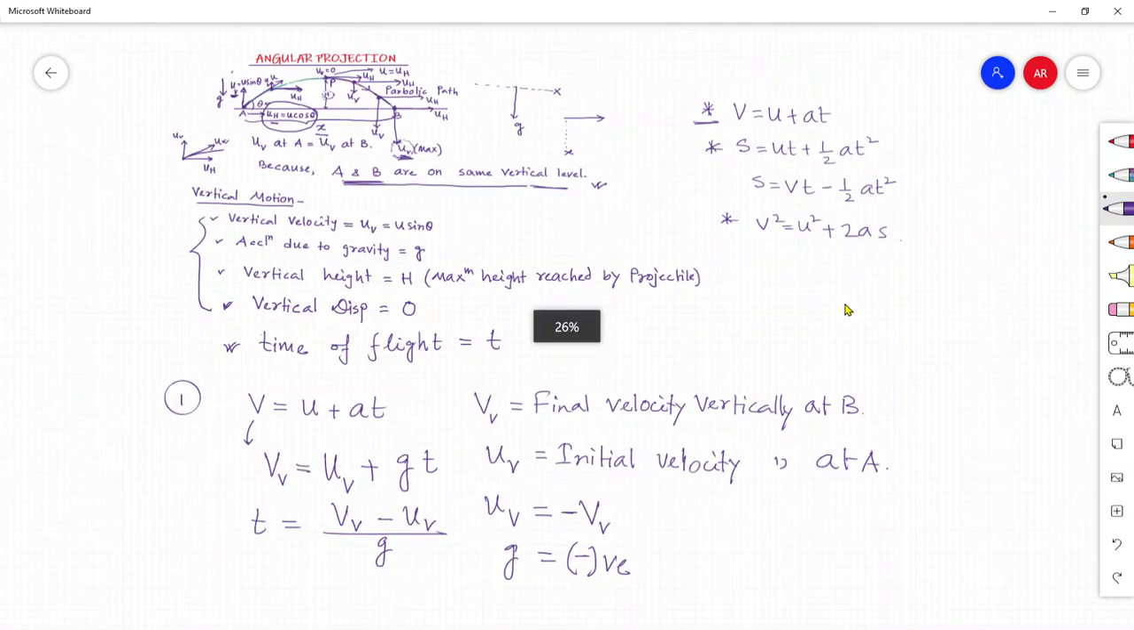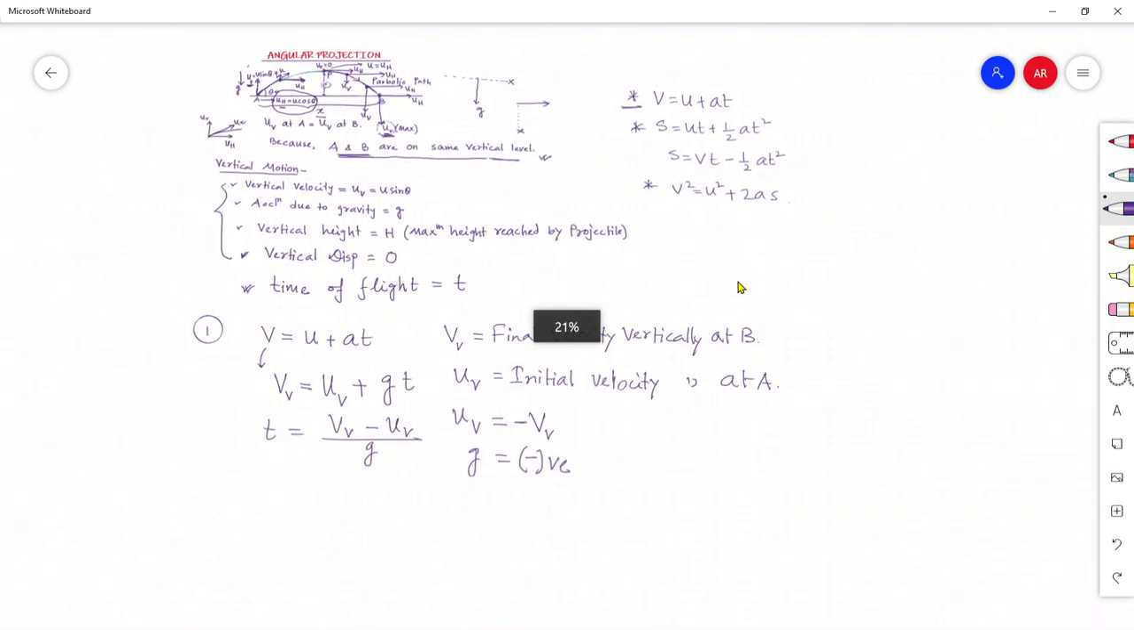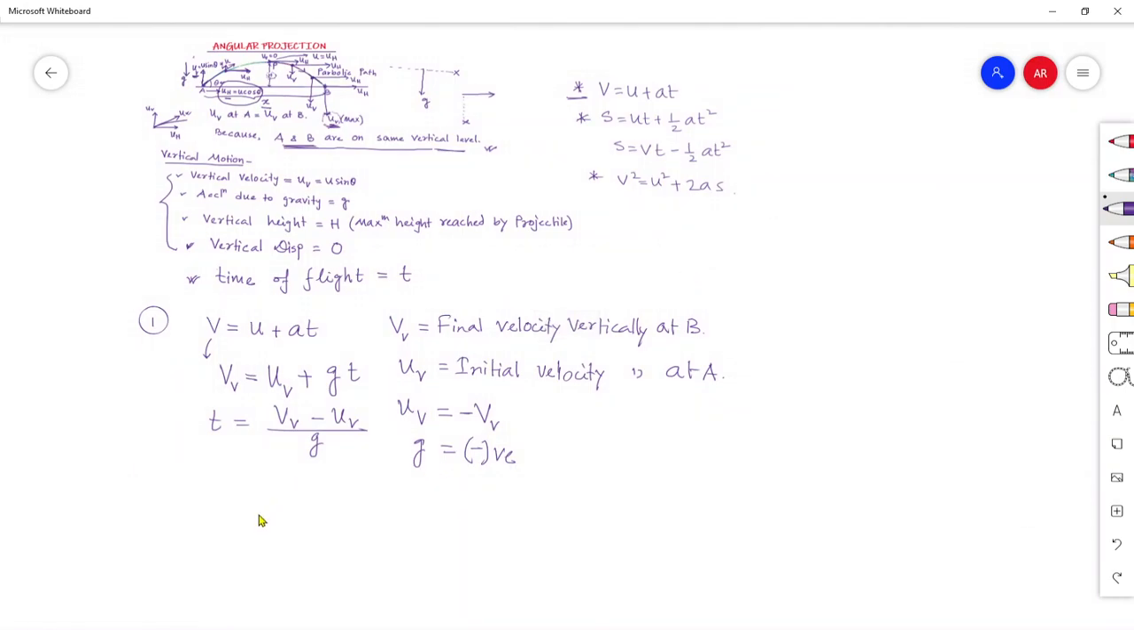So vv and uv are going to have the same magnitude but opposite direction. If we do not consider the direction, then this difference between vv and uv is going to be zero, and you are going to get the time value to be zero, which is not possible. So since I considered uv and vv to be in the opposite direction, which is actually the case, and I wrote uv equals to minus vv, vv minus uv divided by g is going to be twice vv by g. This is the time of flight.